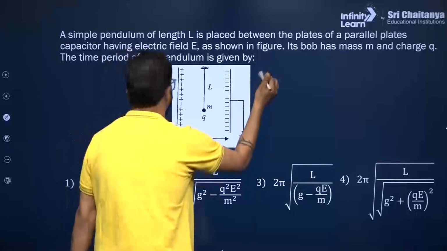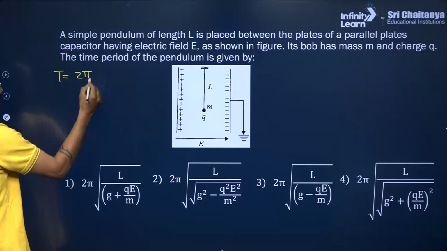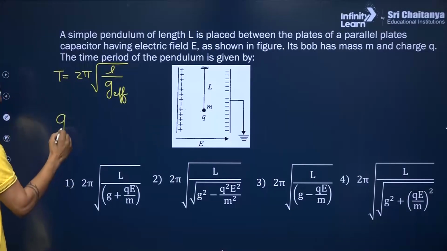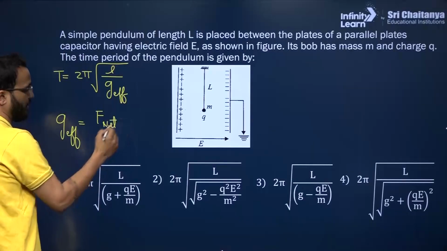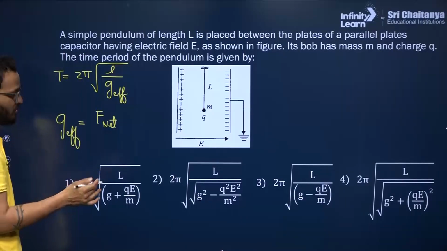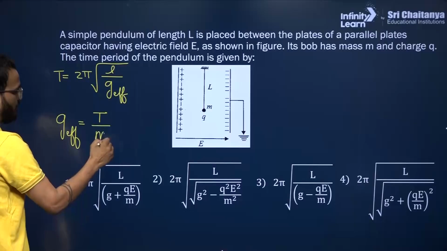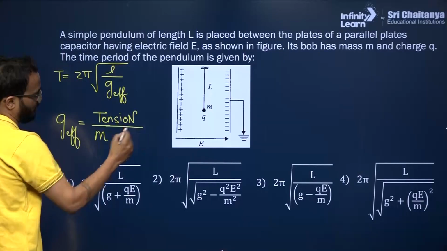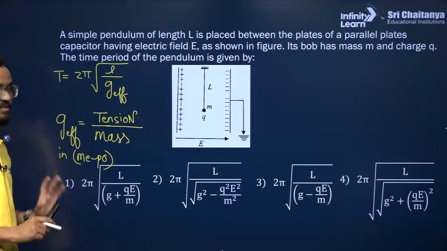See, the formula for the time period of our pendulum is 2 pi root over L by G effective. And what is G effective? G effective is the net external force upon mass, or we can also say tension upon mass in the mean position. So whatever is the mean position, in that case tension upon mass is G effective, right?